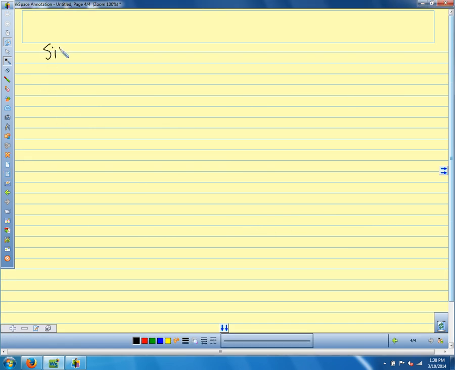So we want to simplify these. 10 factorial over 2 factorial times 8 factorial. We want to be able to simplify this without having to calculate all of this out. And it simplifies pretty nicely. So what are we going to do here to simplify this?